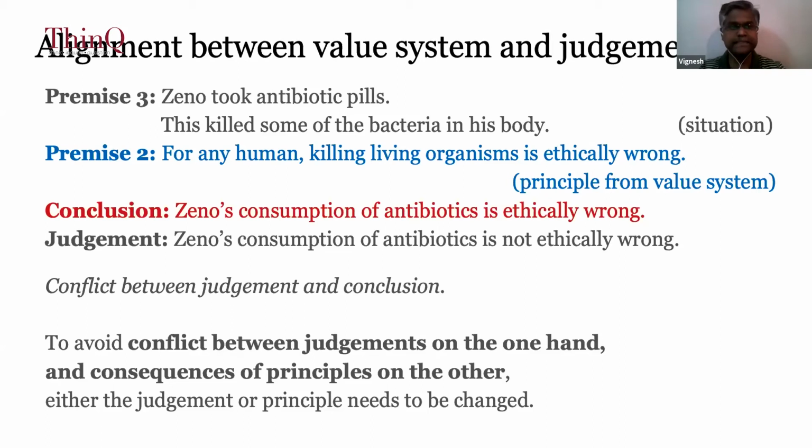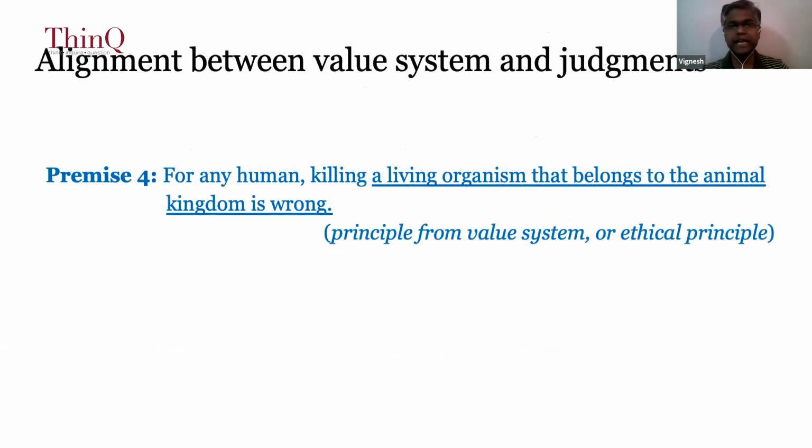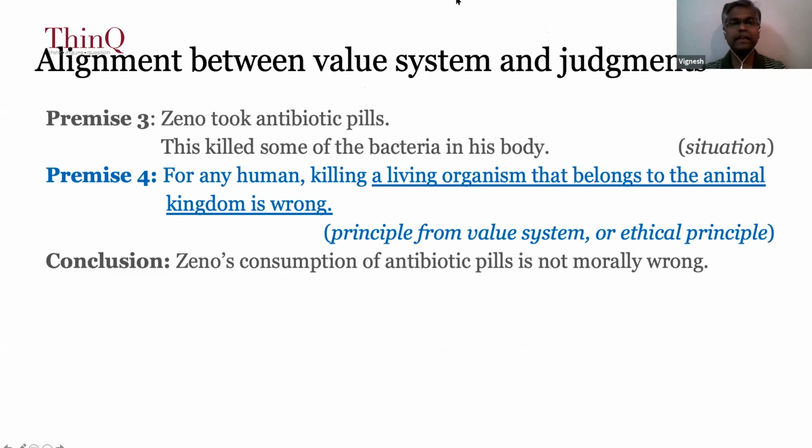In this particular case, I don't think I'm going to change my judgment. I still think consumption of antibiotics is not ethically wrong. So which means I will have to change my principle. So what would you change that to? Let me see. Suppose I change that to killing organisms that belong to the animal kingdom is wrong. Now bacteria does not belong to the animal kingdom. Therefore, Zeno taking antibiotics to kill bacteria is not ethically wrong. So now the conclusion that I derive from my ethical principle and my judgment are in alignment. That's right.